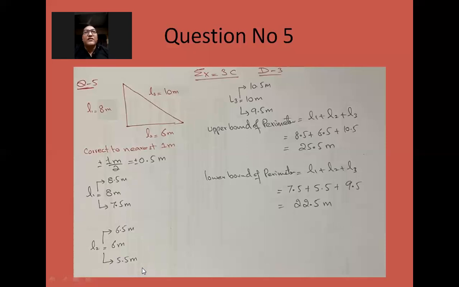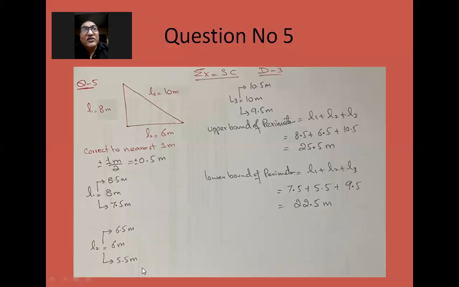You know, the perimeter is basically equal to length 1 plus length 2 plus length 3. If you want the upper bound of the perimeter, you have to use the upper bound of length 1, upper bound of length 2, upper bound of length 3. So you can see I have used the upper bounds, L1 8.5, L2 6.5, and L3 10.5. So you get 25.5 meters. So that's the upper bound of the perimeter, and that's how you do it.